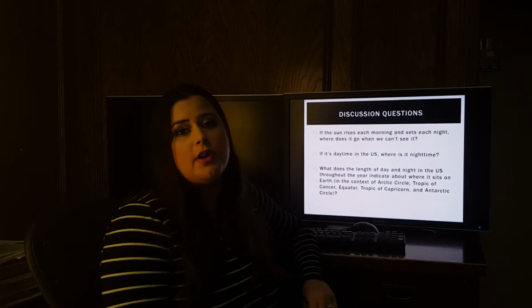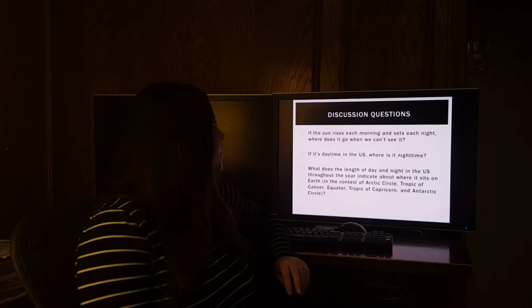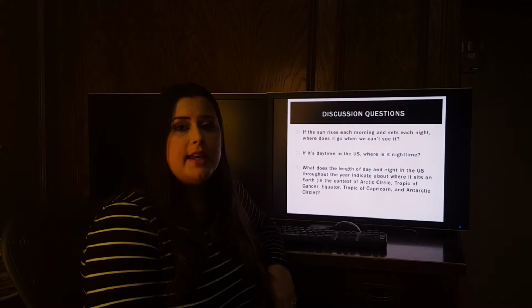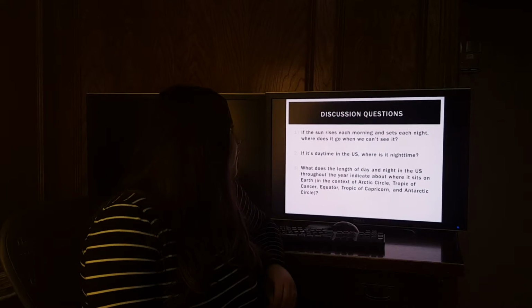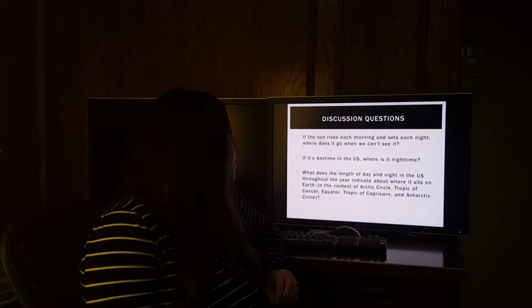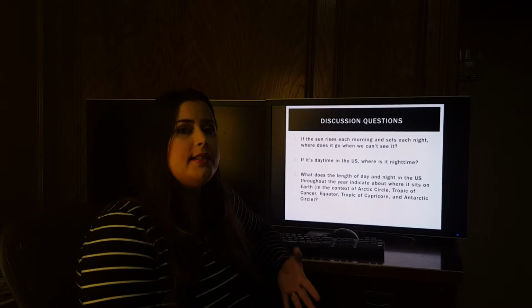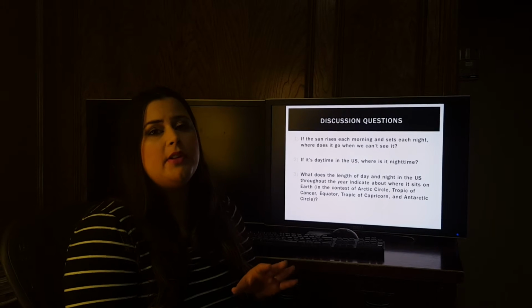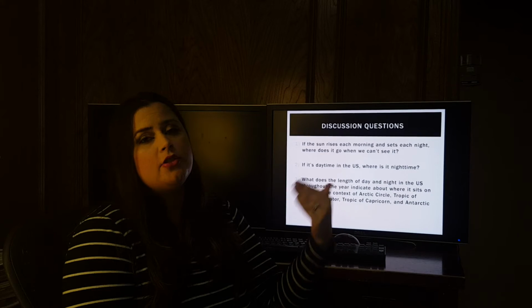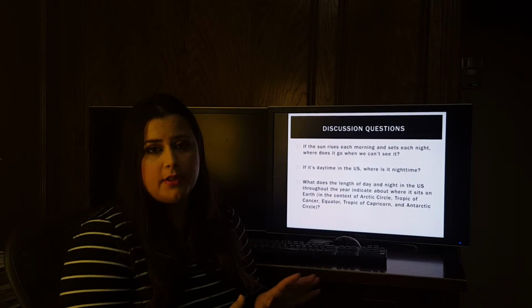So here are some discussion questions I want you to think about, and in class we're going to talk about them. The first is, if the sun rises each morning and sets each night, where does it go when we can't see it? The second is, if it's daytime in the U.S., where is it nighttime? And the third is, what does the length of day and night in the U.S. throughout the year indicate about where it sits on Earth? So we're talking about the context of the Arctic and Antarctic, Tropic of Cancer, Tropic of Capricorn, and Equator, like where it lies in regards to those parts of the Earth.